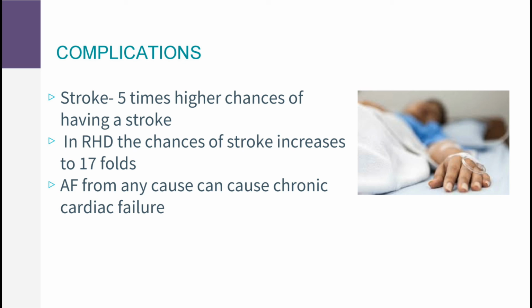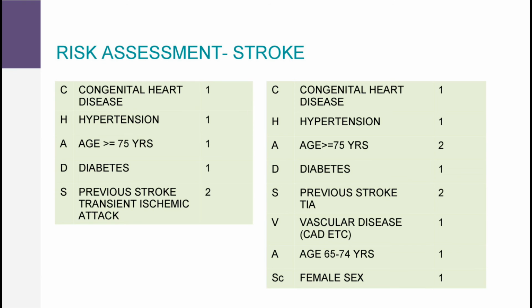Coming to complications, we have already discussed this at various points earlier in the presentation. Just to recap, a patient with AF has 5 times higher chances of having a stroke than the general population. AF due to RHD increases this chance to 17 times. AF from any other cause can also precipitate chronic cardiac failure if left untreated.